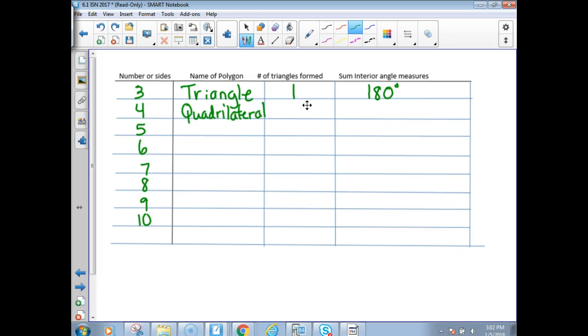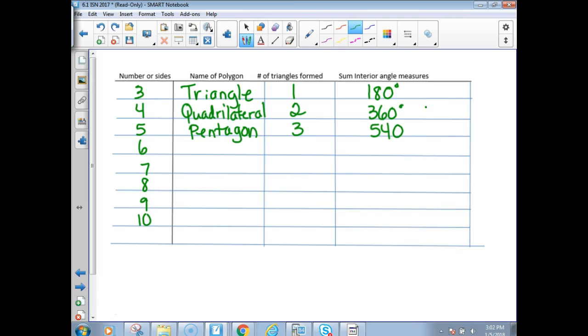Quadrilateral. The number of triangles formed was 2, and the sum of the interior angles was 360. The 5-sided figure, what's the name? Yeah, pentagon. You do need to know these. The number of triangles we formed when we did that one diagonal thing was 3, and the sum of the angles is 540. Now, where am I getting that 540?